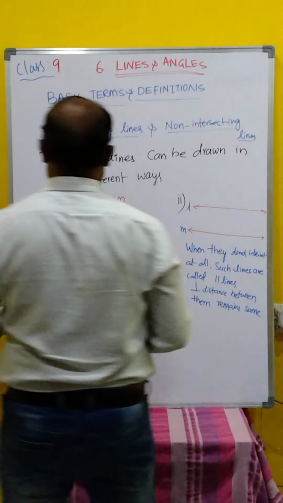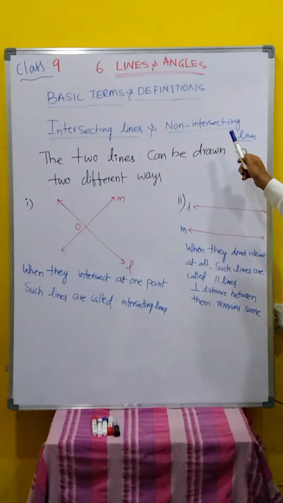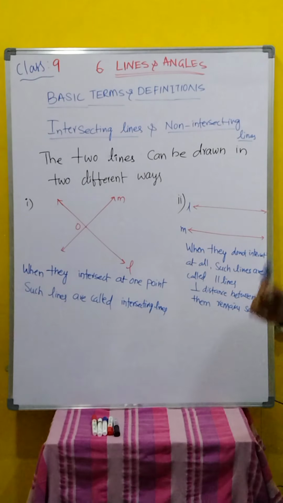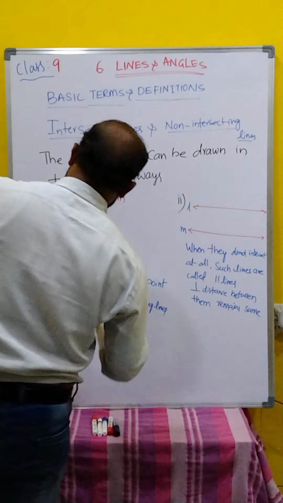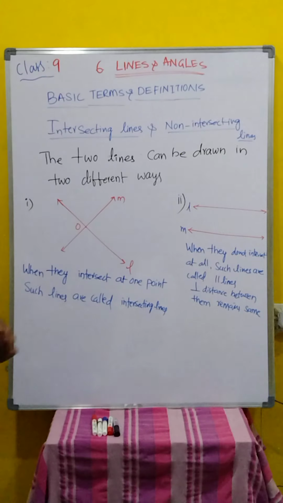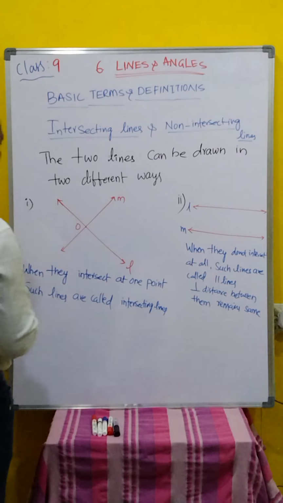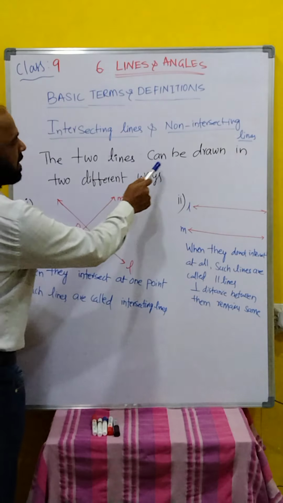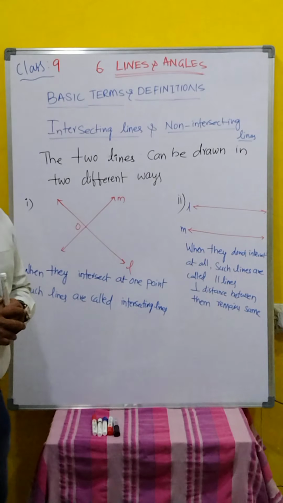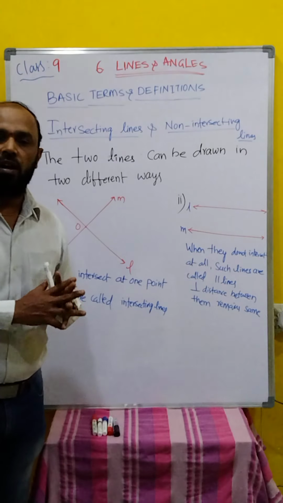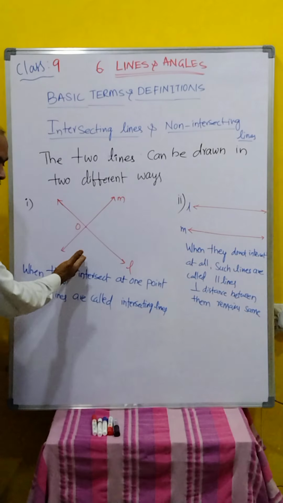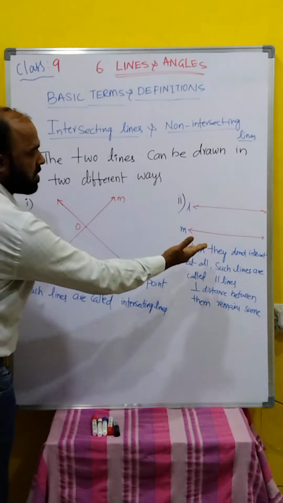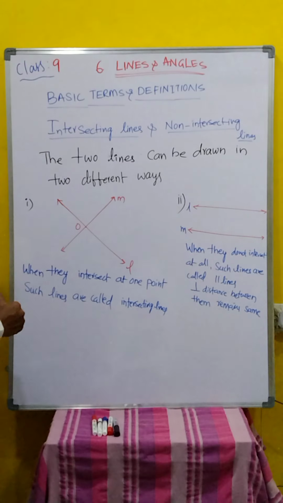Students, now we are going to learn intersecting lines and non-intersecting lines. What is that? Okay, we are going to learn now. Here, intersecting means at minimum we require two lines. Two lines can be drawn in two different ways. The first one is intersecting and the other one is parallel. Only two types are possible.